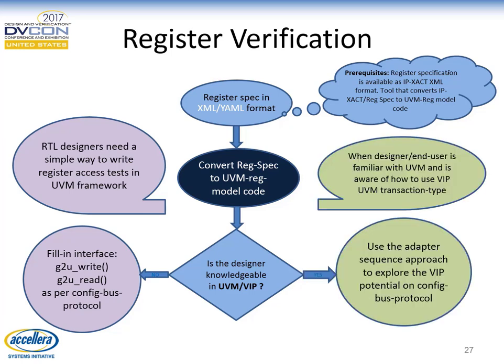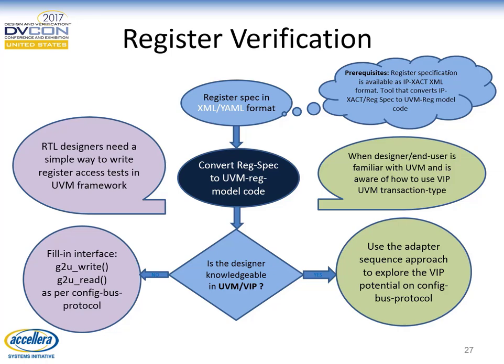So if the designer has some preliminary knowledge of UVM and knows how to use the VIP, they can explore the VIP's potential on that particular configuration bus protocol. When I say configuration bus protocol, each core can have its own configuration. It can go through SPI protocol, or AHB protocol, or AXI protocol. It doesn't matter. As long as the designer knows how the protocol interface works, all they need to do, with the simple approach, is fill in the write and read tasks.